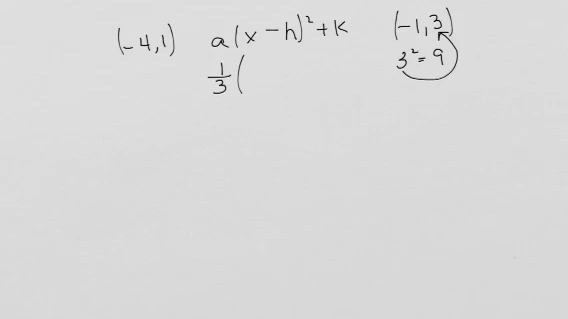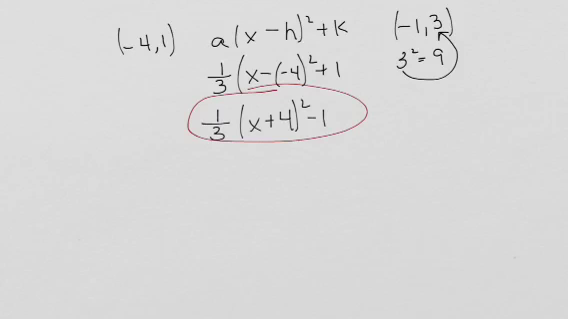I can plug in x minus my h value, which is negative 4, squared, plus k, and the k value is 1. I can simplify that to 1/3 (x + 4)² - 1, and this is the vertex form of the equation. To find the standard form, I need to expand the equation.